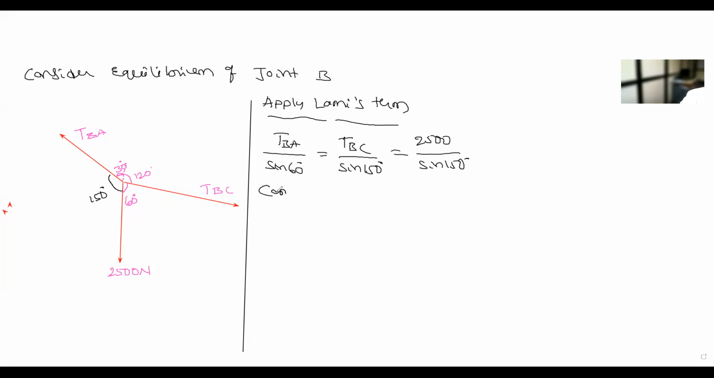Consider first and third terms. So I will take TBA divided by sin 60 is equal to 2500 divided by sin 150. So solve this one. Tension in member BA.